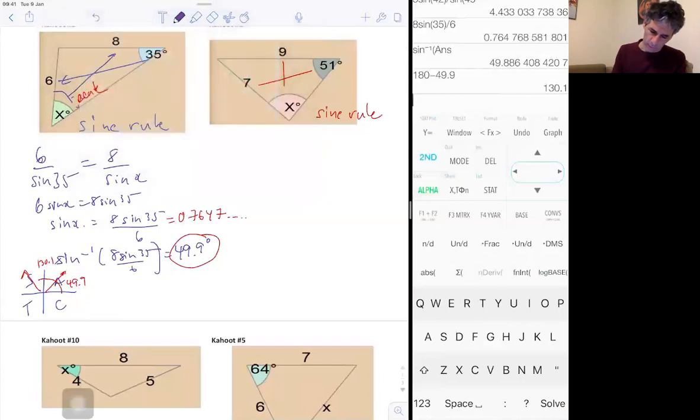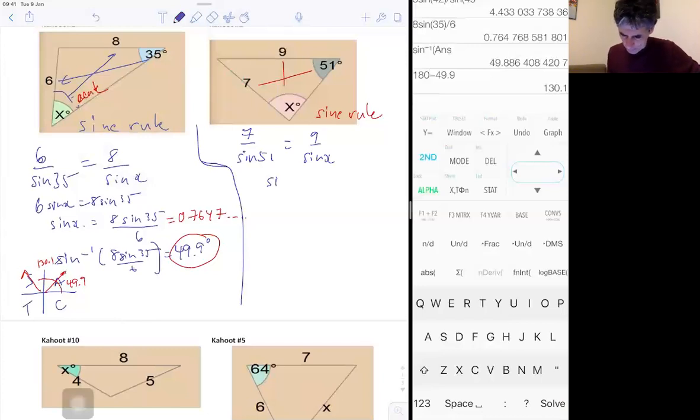So let's go back to blue here, and we can complete that one over here. We set it all up. We'll get 7 over sine 51 is 9 over sine x. And so if we cross multiply that again, we'll get 7 sine x is 9 sine 51. And so if we keep working on that by solving for the sine, we'll get the sine of x is 9 sine 51 over 7. And once again, oh geez, what happened here?